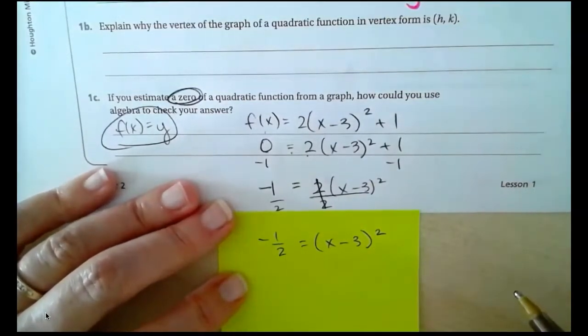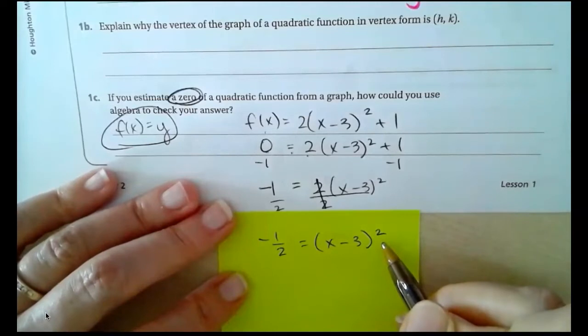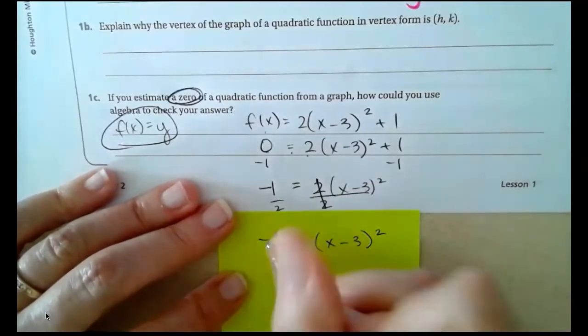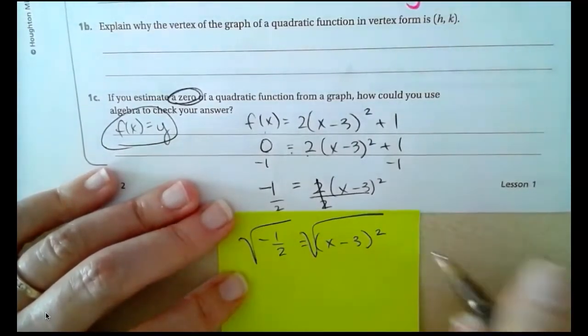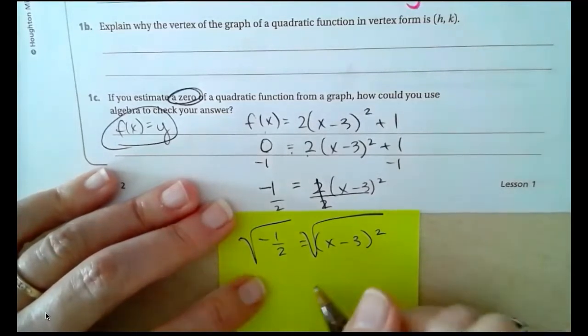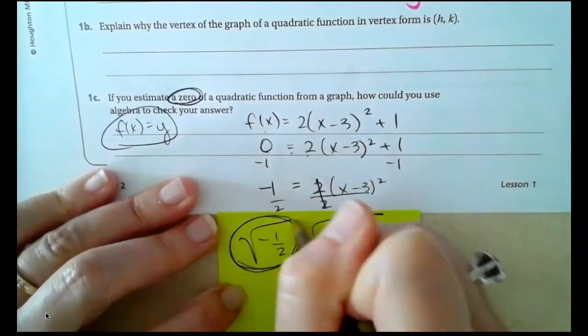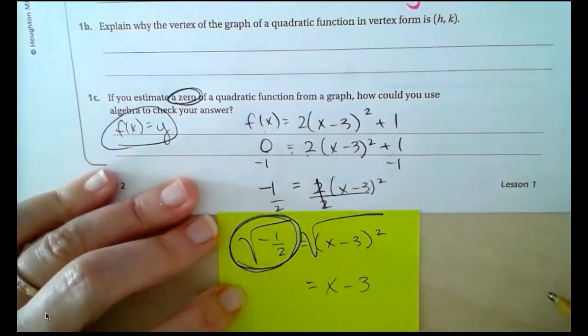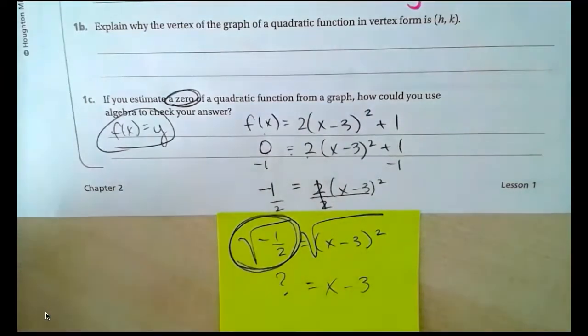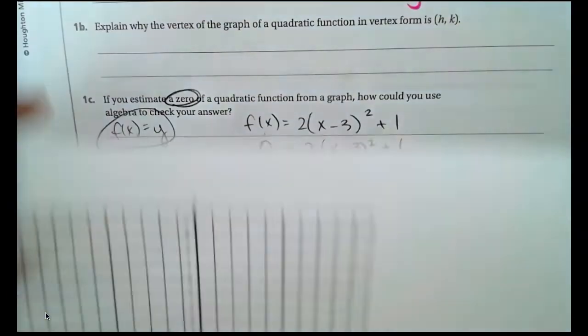If I want to undo the square, the square root undoes the square. That's going to open up that x minus 3. But think back to algebra 1 here. Can I take the square root of a negative number? Does that exist? That is going to take us to a whole new place. So let's use what you learned in the last video, and let's take this function and try to estimate those zeros again.